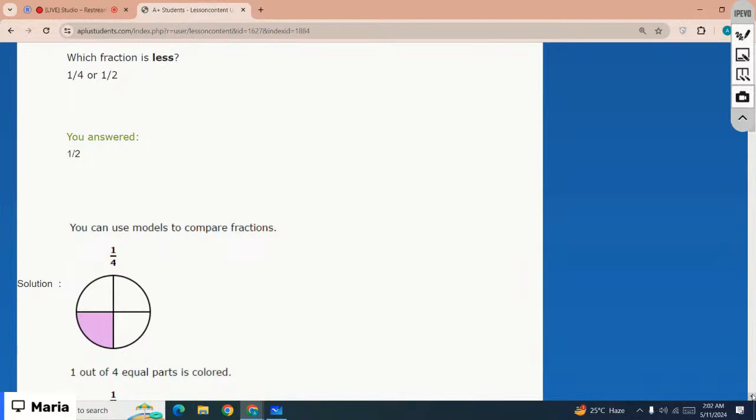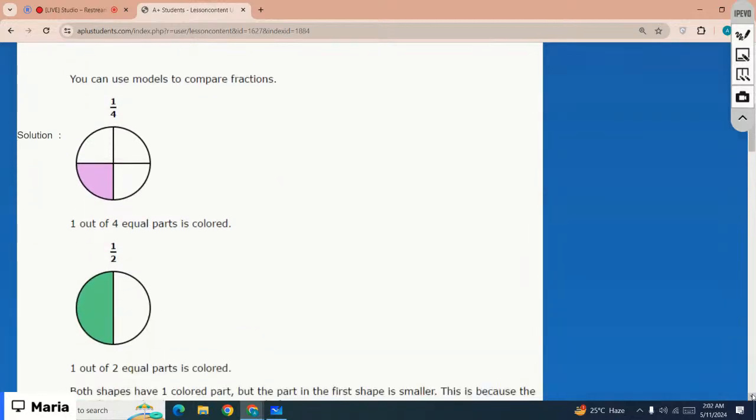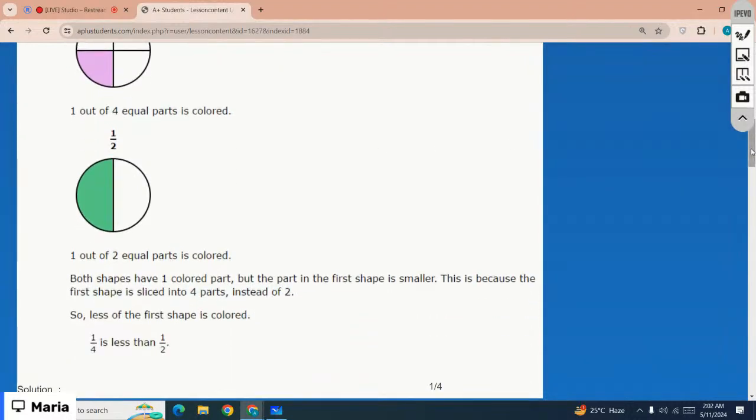The easier one is to model the fraction. You can see here both the shapes are exactly the same. Here you have 1 over 4. 1 over 4 means you have 4 portions of the shape and one of them is colored. The other shape is also exactly the same. It has 2 portions and half of them is colored. You have to see which is less. You can see here more portion is colored in half. That means 1 by 4 is less than 1 by 2.